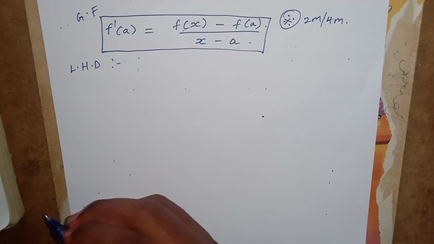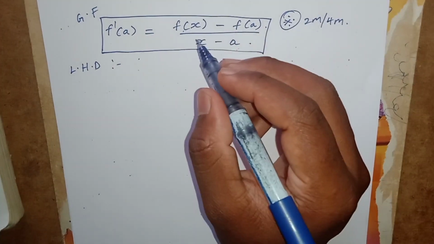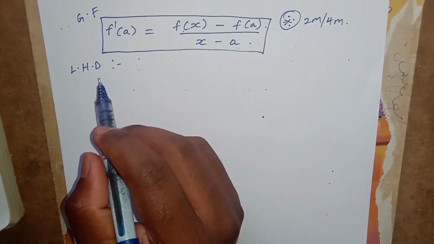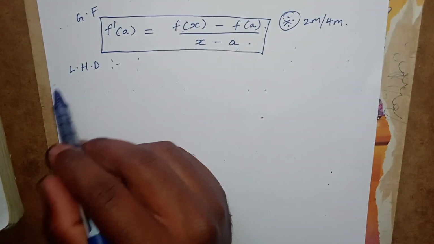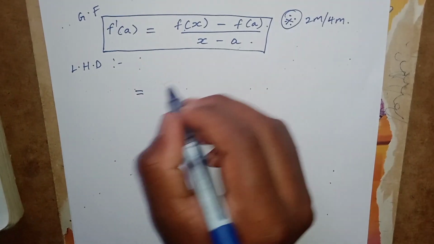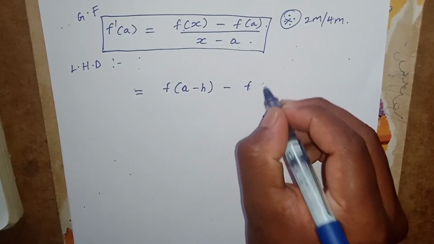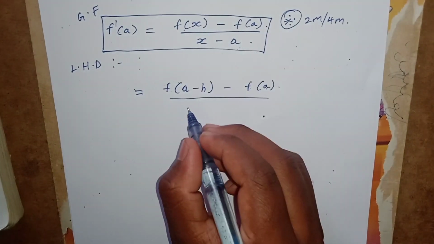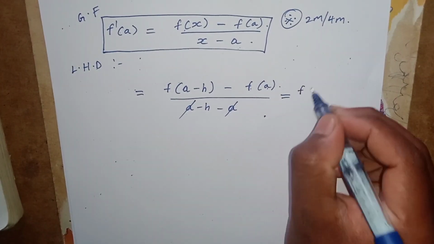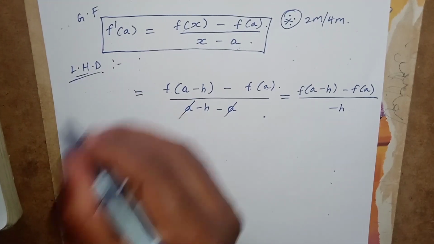First, we take it similar to continuity. For continuity we studied that the left hand limit equals the right hand limit equals f of a. Similarly, for differentiation we have to take left hand derivatives. For the left hand derivative, in the place of x we substitute a minus h. Then x minus a is a minus h minus a, therefore plus a minus a cancel each other, and we get f of a minus h minus f of a divided by minus h. This is the left hand derivative.